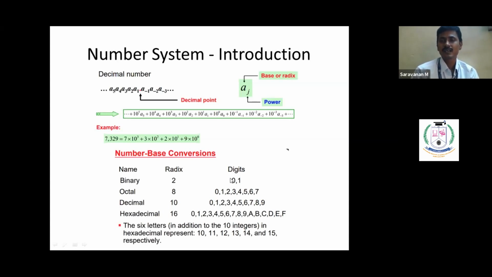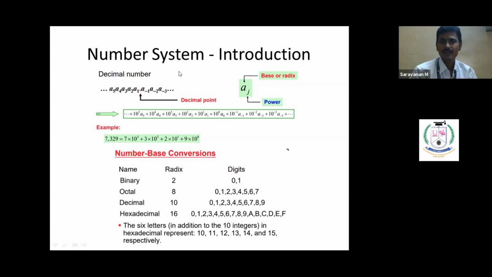Then we will see Hamming error coding techniques. That is, for the given binary number, how we will convert it to its corresponding Hamming code. Followed by that, we'll have twos complement and tens complement. Using twos and tens complement, we'll see how to perform subtraction of given numbers. Okay, so these are the topics we are going to see. Now we'll start with the number system introduction.